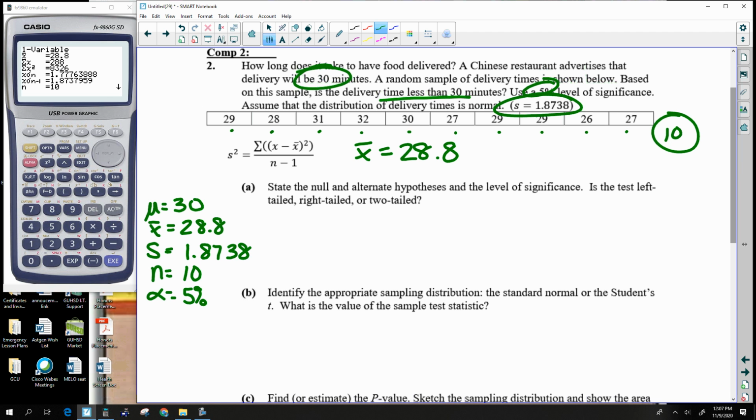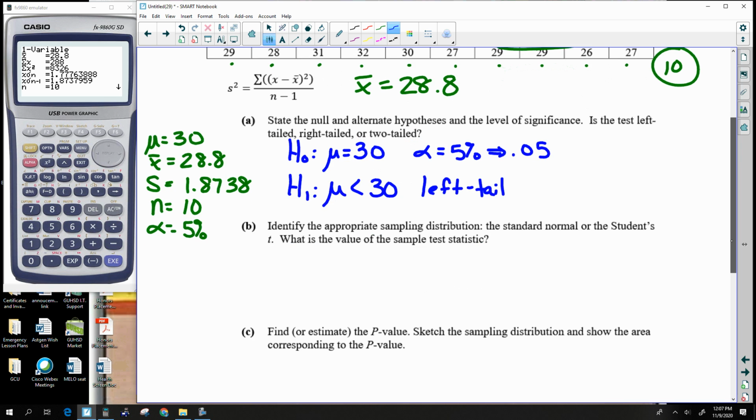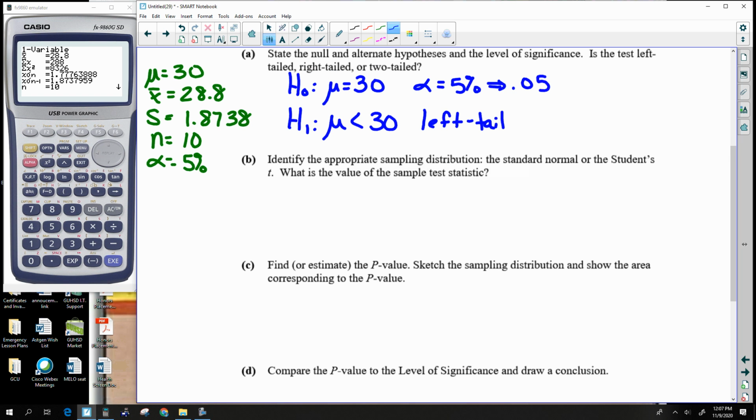Is it now less than 30 minutes? Okay, so the null hypothesis says that the average is 30. We want to know, is the average less than 30? This is an S, so this is going to be a student's T. So numerator, denominator.